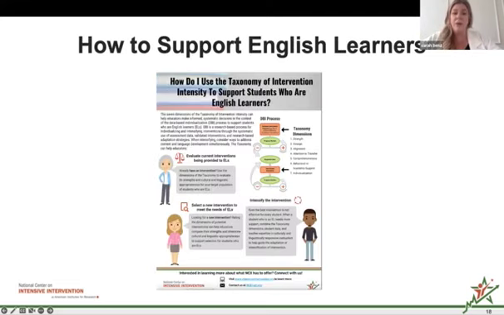We also know it's important to think and support our English language learners as well. And so we've come up with a brief on how that taxonomy of intervention intensity can support those students who are English language learners. So not being able to only evaluate the interventions, but when the interventions need more tailoring, when the student doesn't respond, again, another place that you can really bring in that taxonomy of intervention intensity.